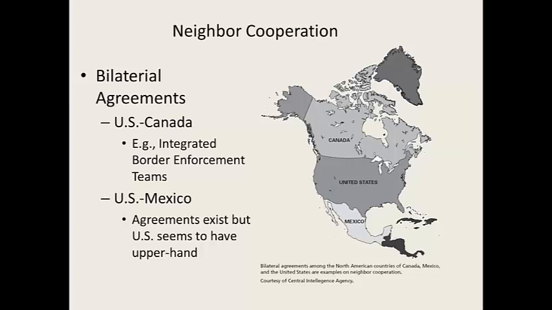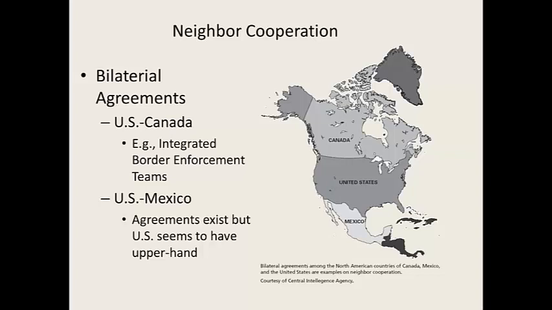Same is true, of course, for the southern border of the United States. The United States-Mexico bilateral agreements exist, as they do in Canada as well. But here, however, we haven't had quite as much success in the United States in attaining that type of law enforcement cooperation as we've had with our northern border. The problem isn't so much in getting each country to agree on what should be accomplished, but rather in how those agreements are actually implemented.